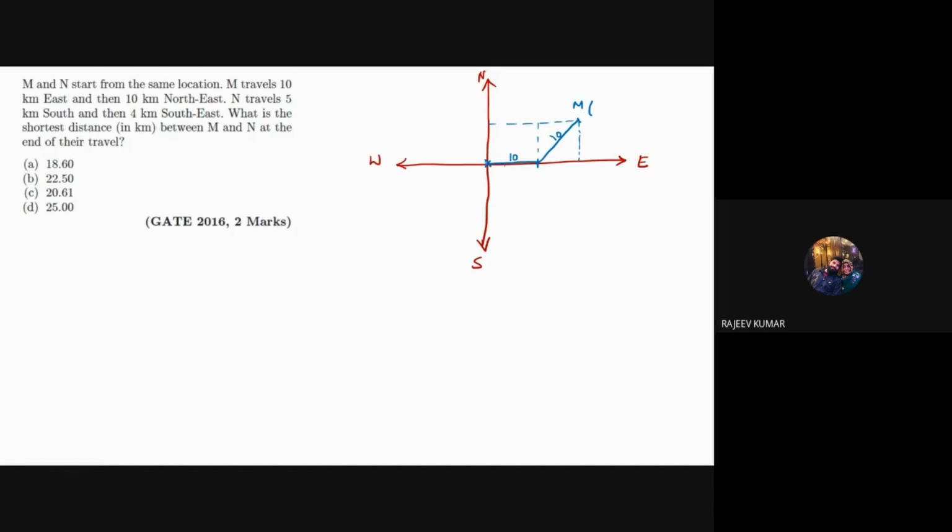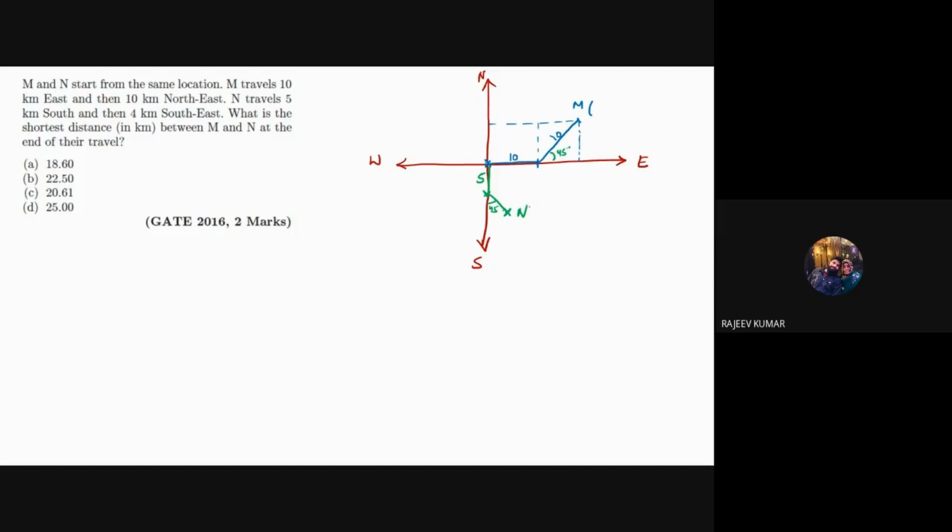So N travels 5 kilometers south. So in the direction of south, you go for 5 kilometers, and then southeast 4 kilometers. So 4 kilometers in the southeast direction. So this is where N is. Try to find out the coordinates of N. The same way. Now to find out the coordinates, you can assume this angle to be 45 degrees and this angle also over here. Assume this angle to be 45 degrees. So this is done, and you will get M and N coordinates.